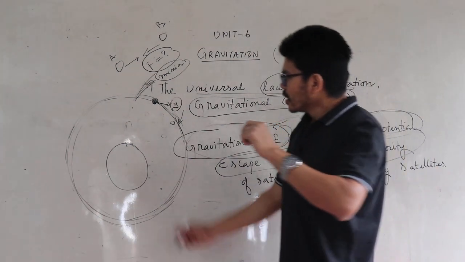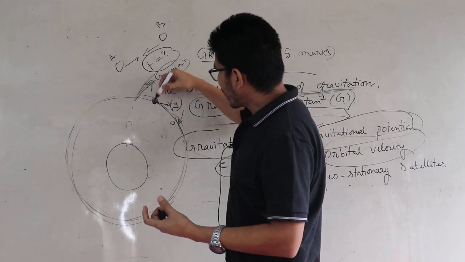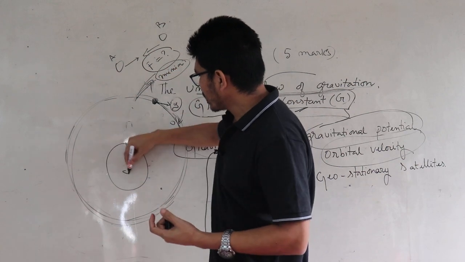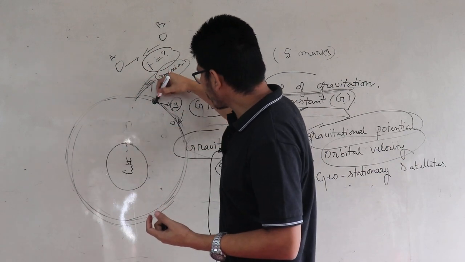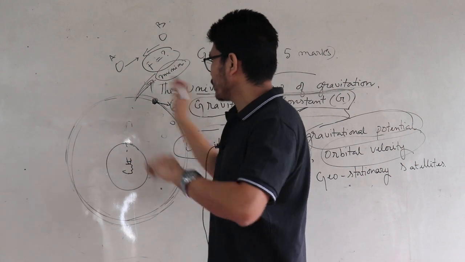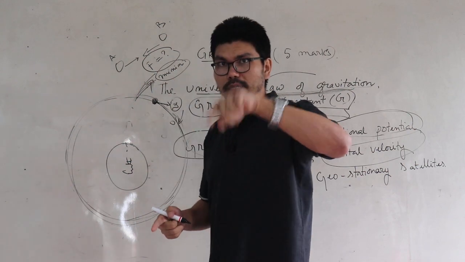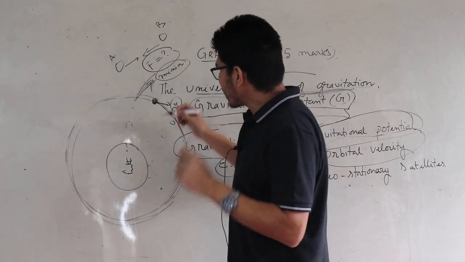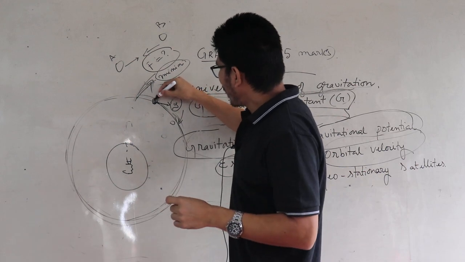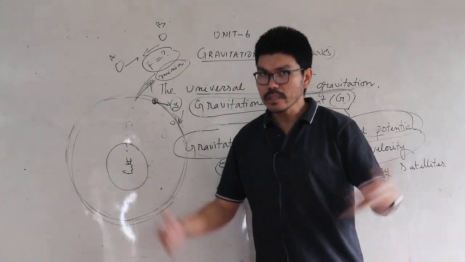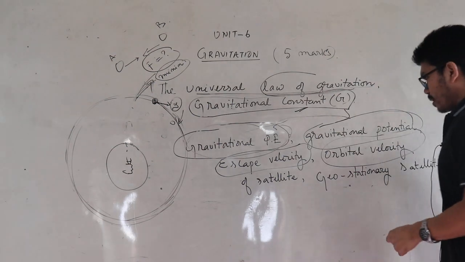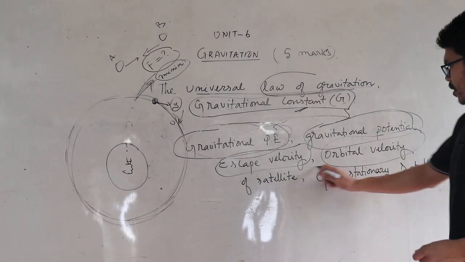In other words, you just choose a body and the body needs to go around the Earth. Say this is Earth. The body needs to go around the Earth continuously in a fixed path, in a fixed orbit. So the energy to be possessed by that body is what we call the orbital velocity. Easy. Then next we're going to talk about the satellite.